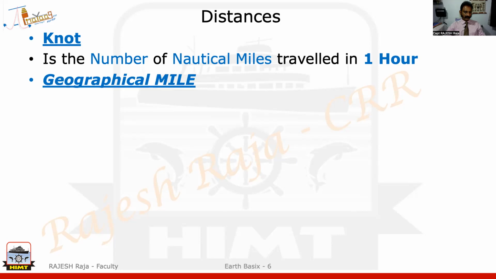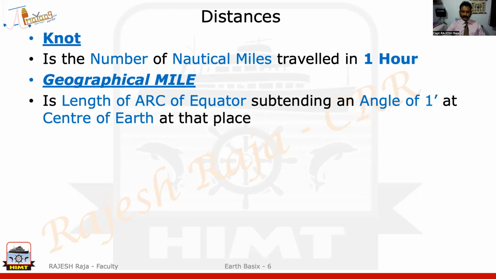Let's look at one more definition, which is called the geographical mile. Again, I'm going to show you the picture. This time, I'm using a different principle altogether. In the last definition of nautical mile, we were using more of the definition of a latitude. Now I'm going to use the definition which is very similar to a longitude. So it is the length of arc of the equator. If you remember, when we talked about the longitude definition, one part was the arc of the equator. Now, how much is this length of arc for? It is for an angle of 1 minute. Where is it subtended? It is at the center of the Earth.